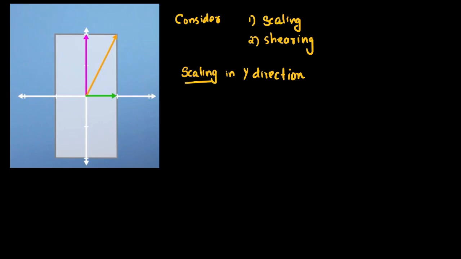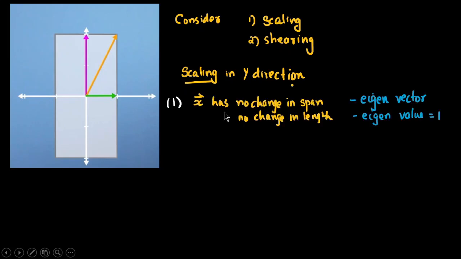And the eigenvalue is the amount of change that happens to the length of these eigenvectors. Let's see it one by one, considering the two transformations, scaling and shearing. In the scaling in the y direction, the x vector has no change in span or direction, so we call it an eigenvector. There is no change in length, so what does it mean? Its eigenvalue is 1. That is the change in length after transformation, the eigenvalue corresponding to an eigenvector. We always say eigenvalue corresponding to an eigenvector only, not to any other vectors.